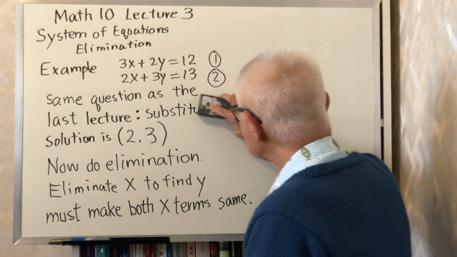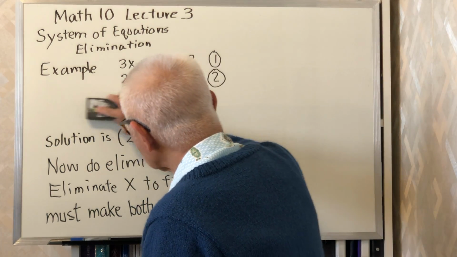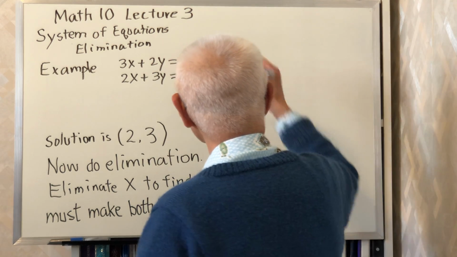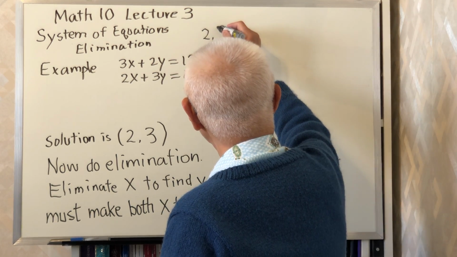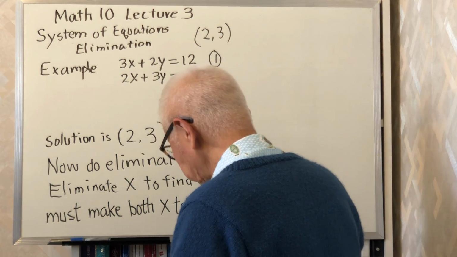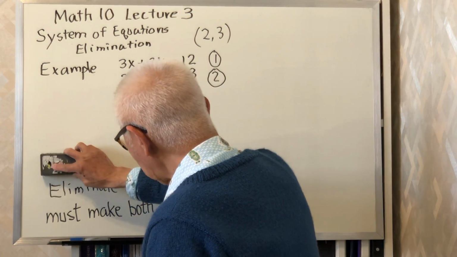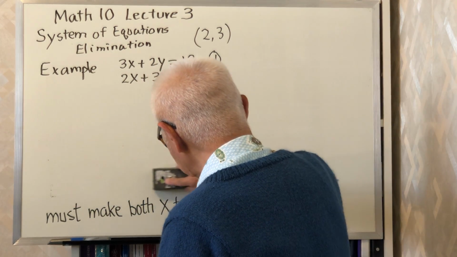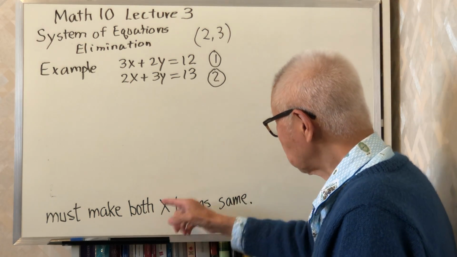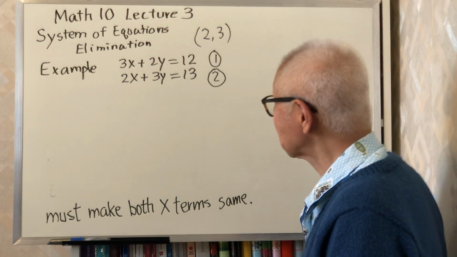I don't need this now. Remember, the solution is 2 and 3. So let me put the solution here. It's 2 and 3. That's my solution from the last lecture. So I erase that, and let me do the elimination. I want to make the x term here and the x term here the same. So how do I do that?